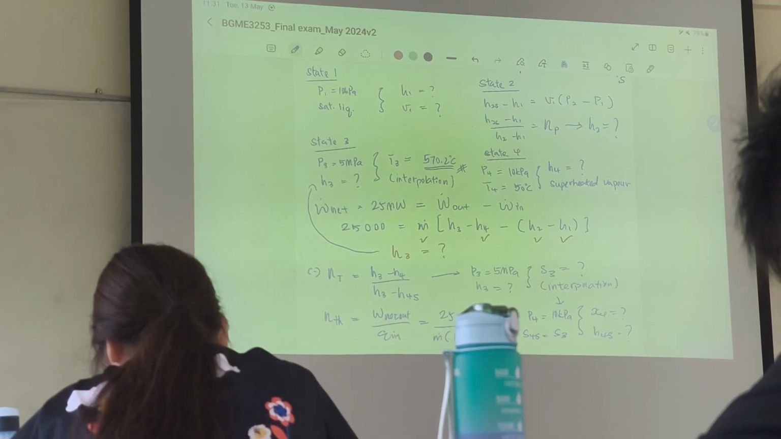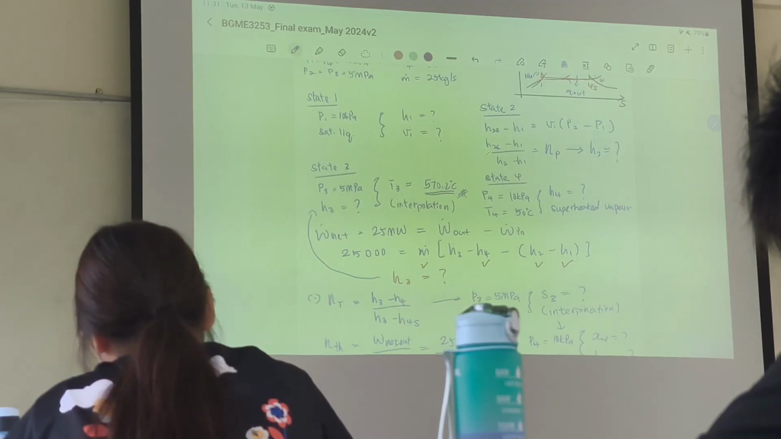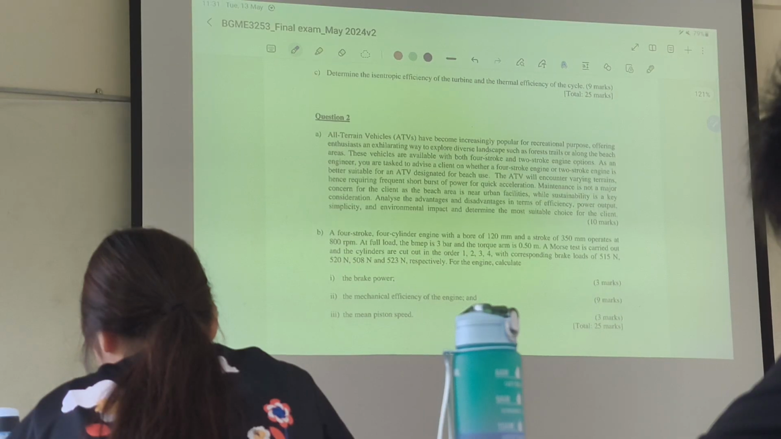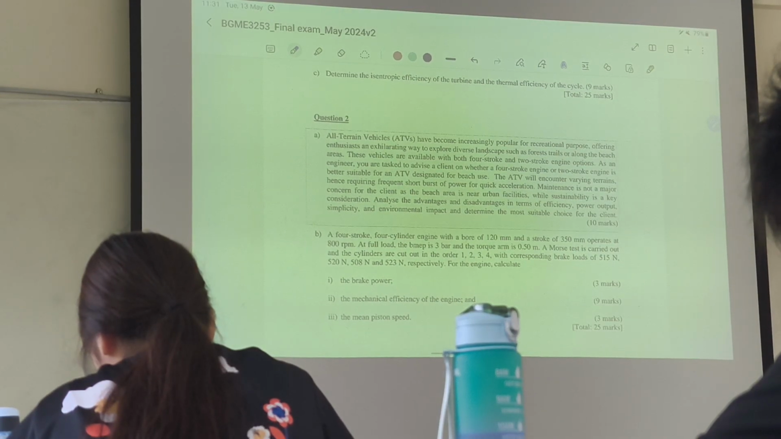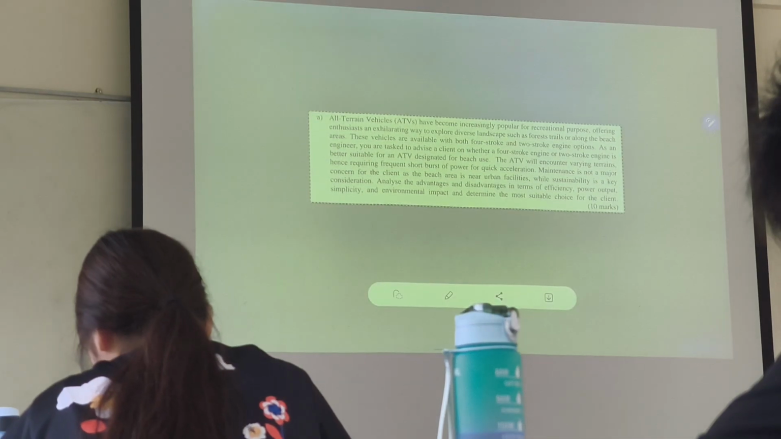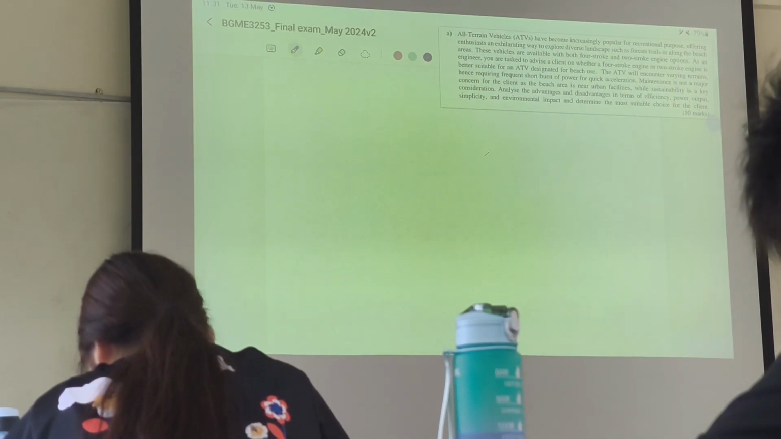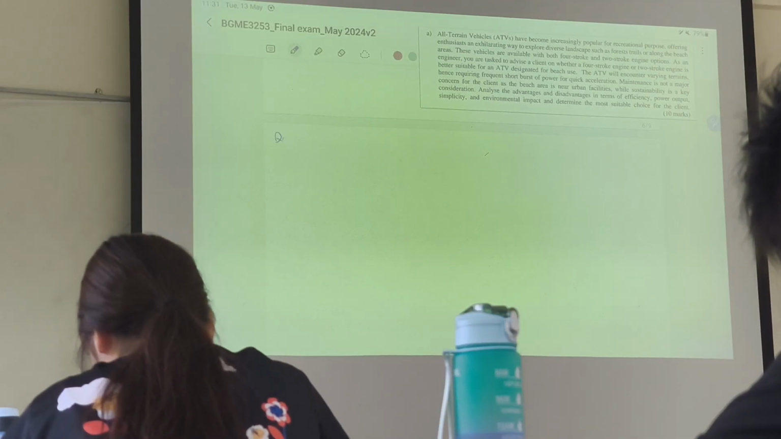So any question here? If not, I'll move on to question 2. So question 2A is another one where you need to find the application for four-stroke and two-stroke engines. So let's see what the question was.